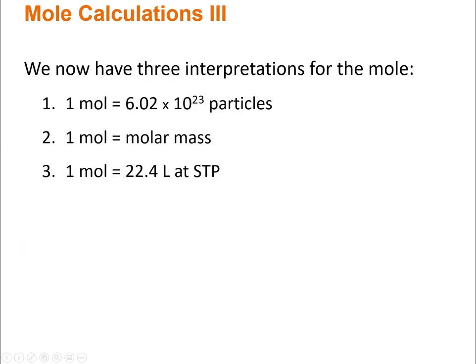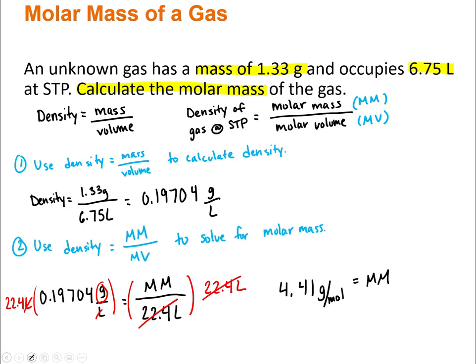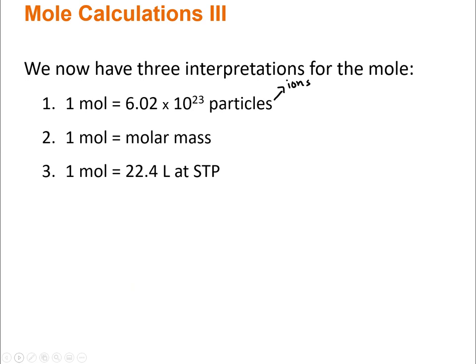So now we've got three interpretations of the mole. Last class, we talked about the number of particles. So the first definition we had was Avogadro's number, and that's for going from moles to particles. Particles can be ions, atoms, molecules.